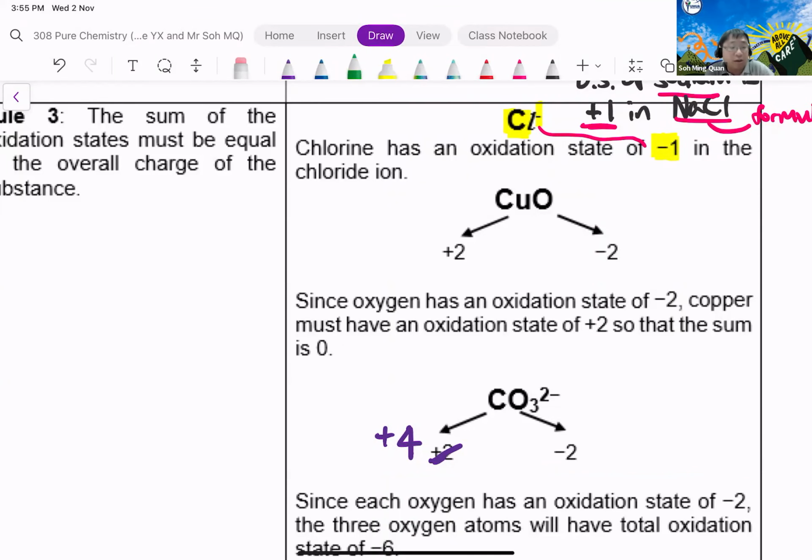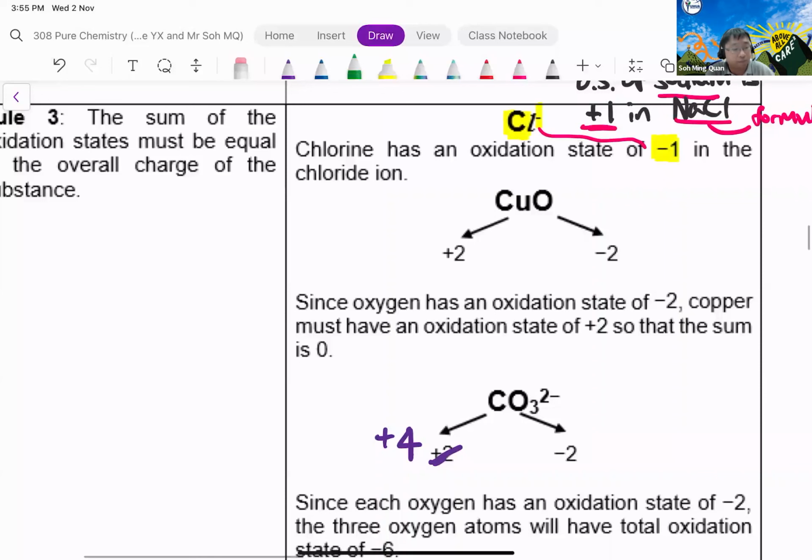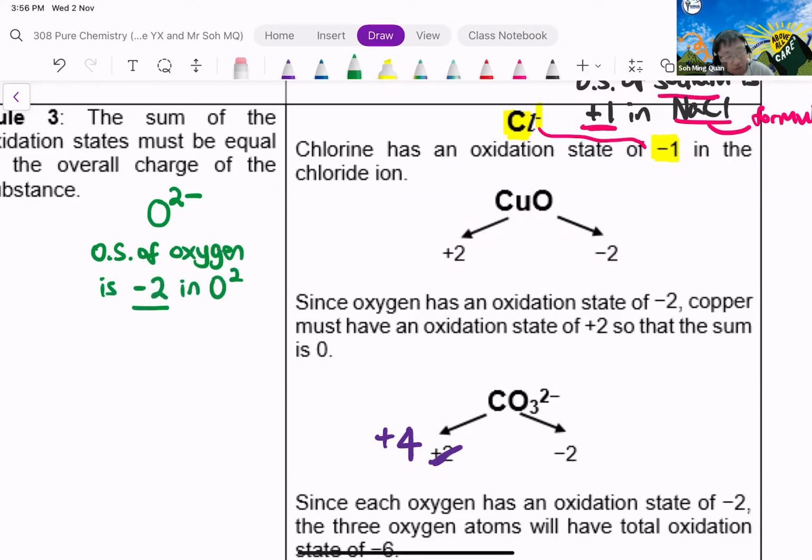Okay, so if I were to give you something different, let's say I give you O2 minus, then what is the oxidation state on oxygen? Well, the oxidation state of oxygen is -2 in O2 minus, because the charge is 2 minus. So the oxidation state is -2. Okay, so that's the first example where the oxidation state is equal to the charge.